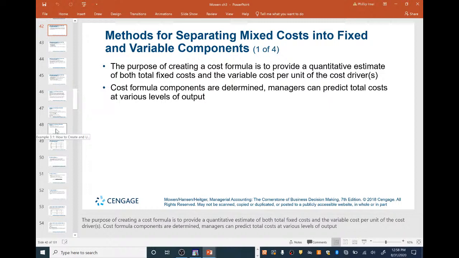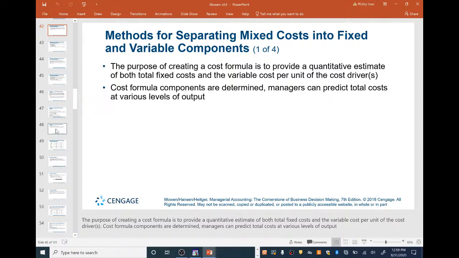Okay, let's talk about some methods for separating mixed cost into fixed and variable components. So now we're going to start separating these mixed costs into fixed and variable components. The purpose of creating a cost formula is to provide a quantitative estimate of both total fixed costs and the variable costs per unit of the cost drivers. Once the cost formula components are determined, managers can predict total cost at various levels of output.